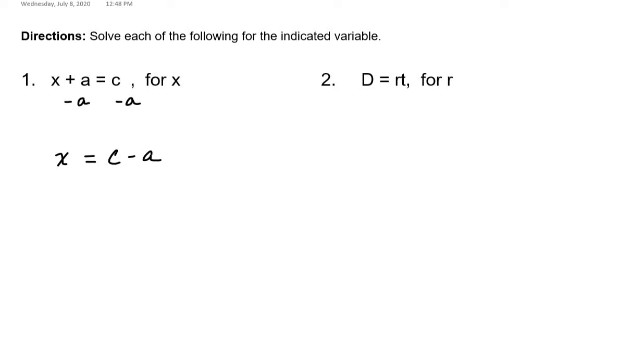Problem 2, we have d equals r times t, and we're solving for r. So this r is being multiplied by t. In order to get the r by itself, we need to undo multiplying by t. So we need to divide both sides of our equation by t. So I have d divided by t equals r. If you wanted to rewrite that with the r on the left-hand side, then you can do it that way as well.